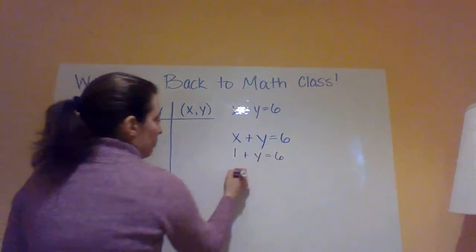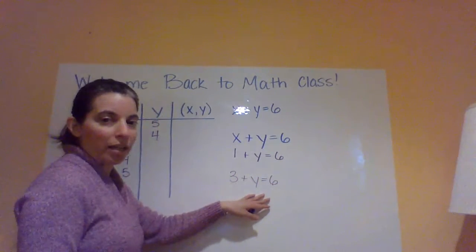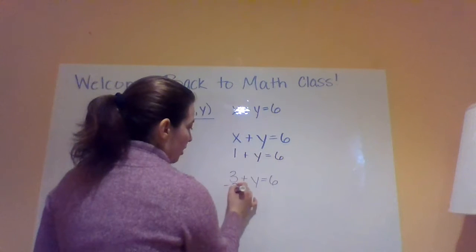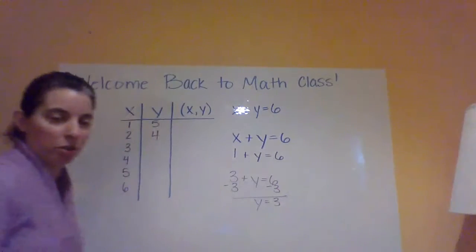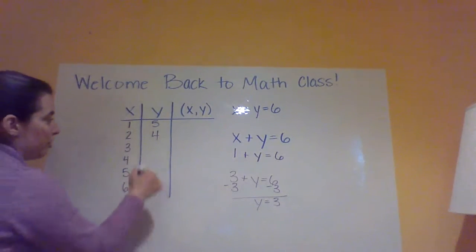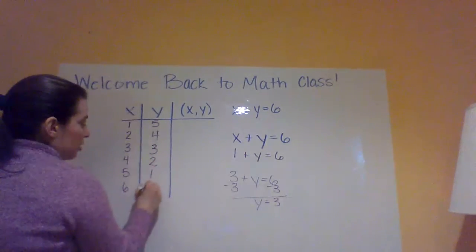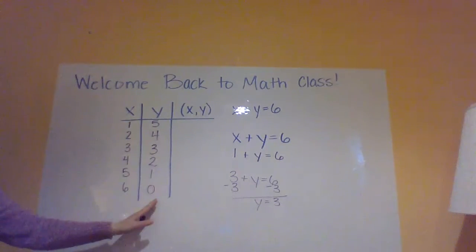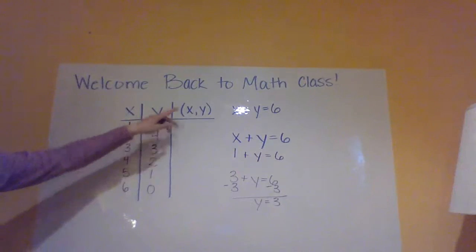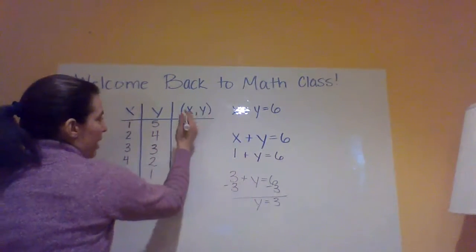3 plus y. And if these were larger numbers and you couldn't do it in your head, think about how you could get y by itself. You could subtract. Probably don't need to do that with these because they're smaller, but you certainly can. So 3 plus 3 is what's going to equal 6. 4 plus 2. 5 plus 1, and 6 plus 0. So in each case, whatever x value was, we found the one y value that would make that a true statement.